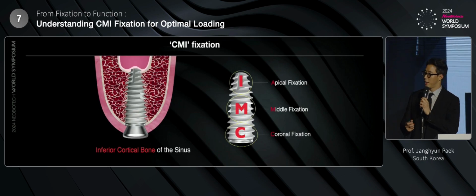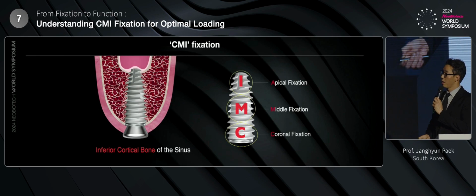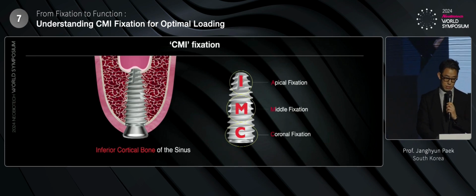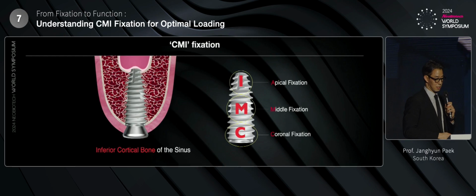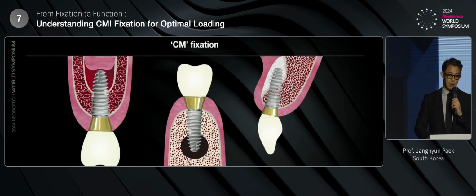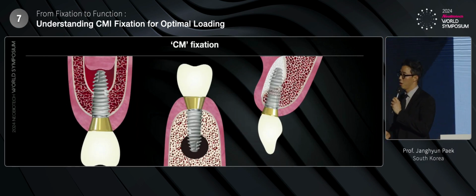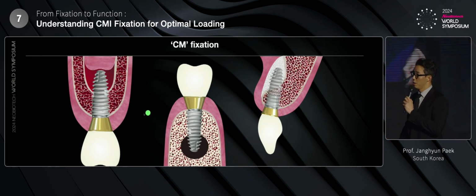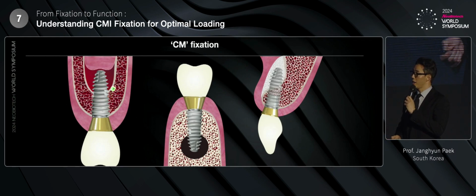C represents the coronal aspect, coronal fixation of the implants. M represents the middle fixation of the implant. And I represents the apical fixation of the implants. It's always good to have all three CMI fixations. In this picture, we can see CM fixation. We got one fixation from the coronal and one fixation from the middle. But because of the sinus, we could not achieve the I fixation.